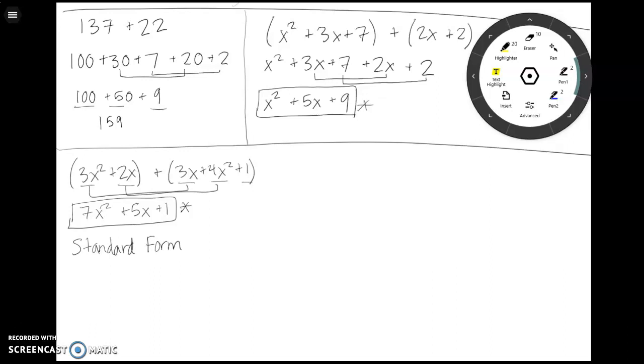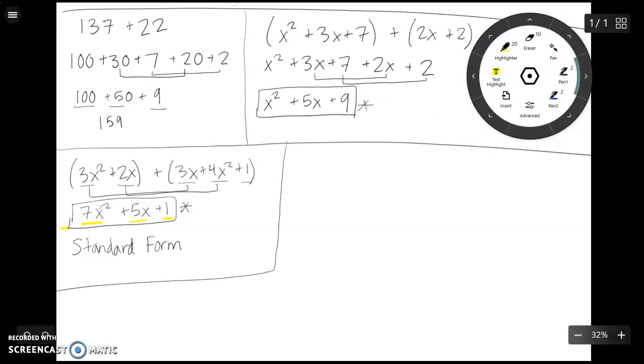So see how I started with, let me get my highlighter out. I started with everything that had an x squared in it, and then I went down to the x's, and then I went down to things that don't have any x's in them. If I had an x to the third power, it would have gone as the first term. So when we write our polynomials, we want to try to write them in standard form and get in that habit, so that we're decreasing the powers of x with each thing that we are adding together.